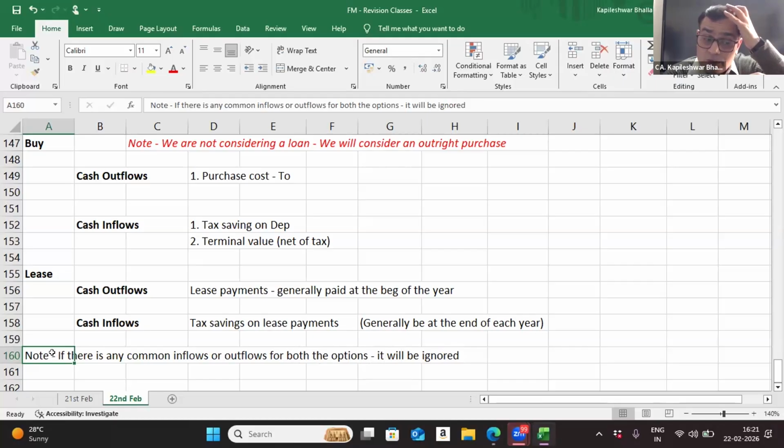Well, if the maintenance cost is common to both the buy and the lease, because if you buy the asset, you maintain it, and if you lease the asset, you still maintain it, then it will be ignored. Unless the question explicitly tells you that this cost will not be incurred in the lease, then you will take it in the buy option and not in the lease. But if the question says that the maintenance cost will be incurred irrespective of whether you buy or lease, then it stands ignored.